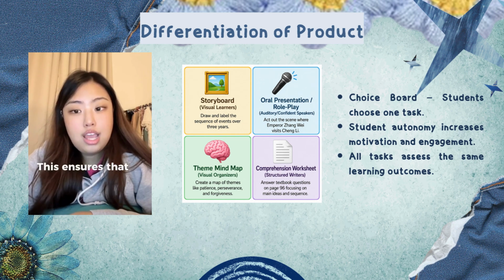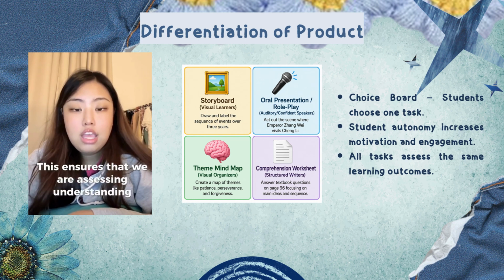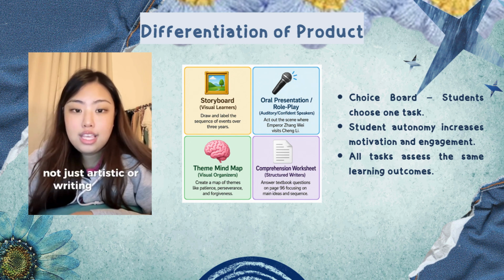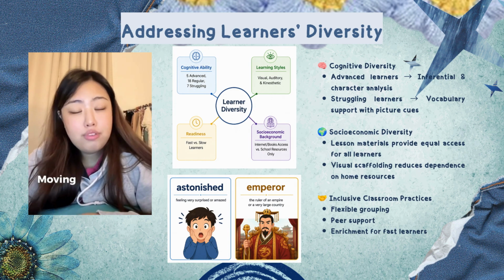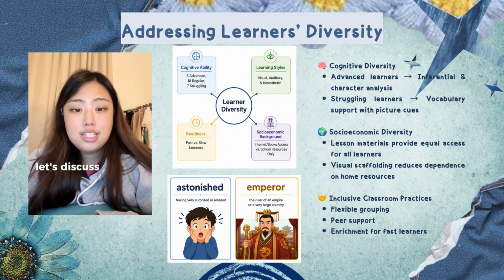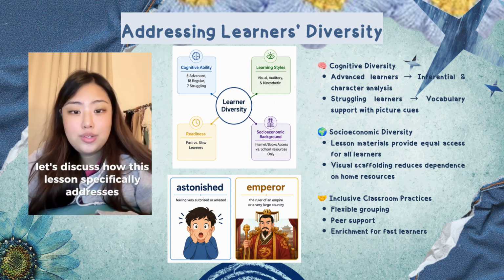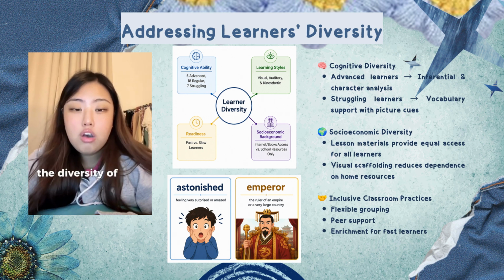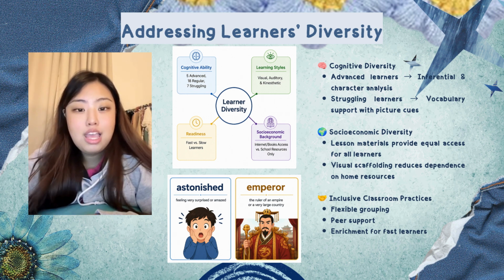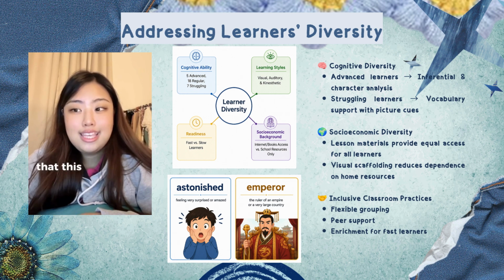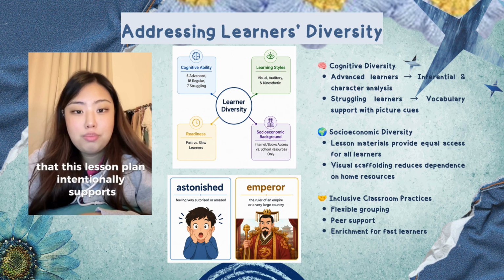This ensures that we are assessing understanding, not just artistic or writing ability. Moving on to slide 6, let's discuss how this lesson specifically addresses the diversity of our 30 Year 6 pupils. Our class is not a monolith. We have a wide range of needs that this lesson plan intentionally supports.